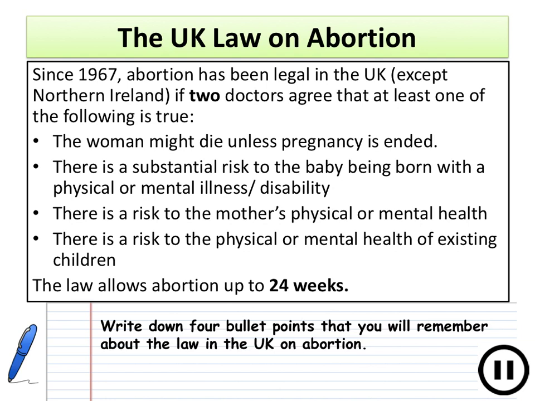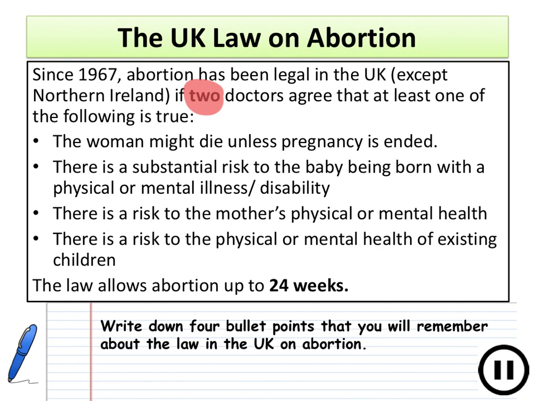So, abortion has been legal in the UK since 1967, except for Northern Ireland, if 2 doctors agree that at least one of the following is true. It's important to notice here that we need to have the agreement of 2 doctors when asking for an abortion. It's not enough that one says that they think that you fulfil the criteria for abortion.